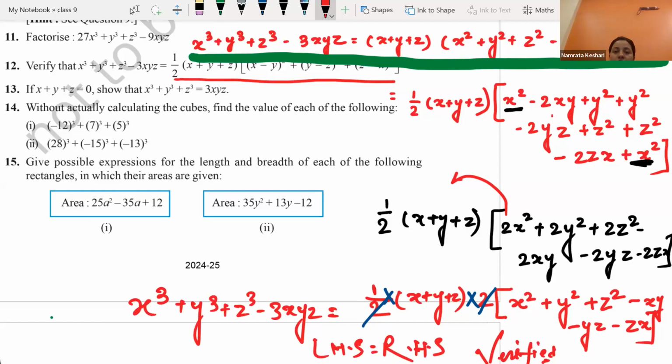Yes. LF, are you getting it? Yes, ma'am. Okay, so this is how we'll be doing it. Now, what about the next one? This next number 14 or maybe number 13.